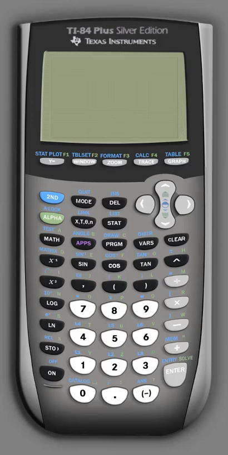Hi, in this video we're going to take a look at how you go about programming your calculator to automatically compute the quadratic formula, which gives the roots for quadratic equations. Turn the calculator on, click Program. What we want to do is create a new program, so I'm going to right arrow over to New, and then I want to create a new one, so I will select one or press Enter.